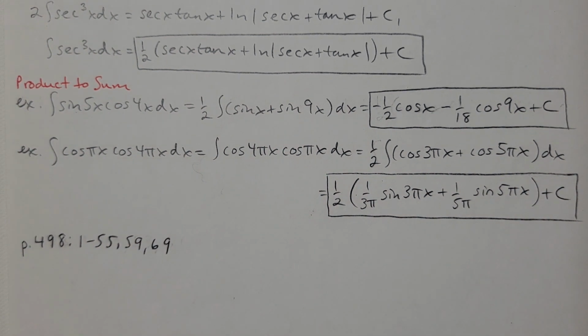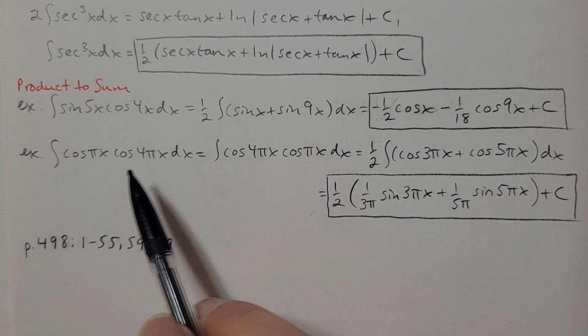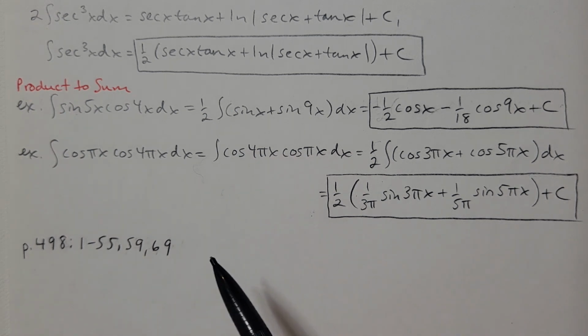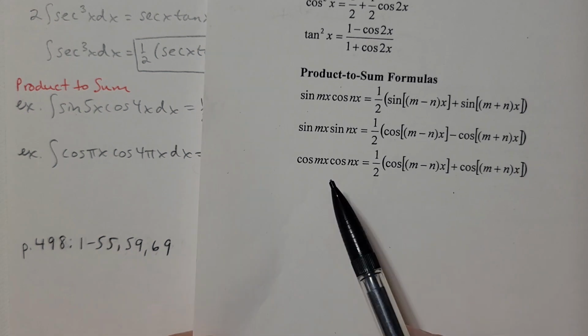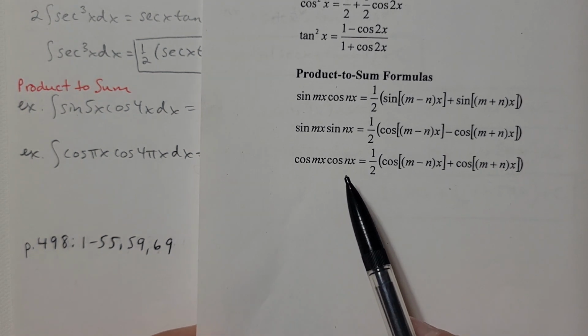Suppose that we want to integrate cosine of pi times x times cosine of 4 pi times x dx. Well, again, the angles don't match, so I can't combine these. I can't just go right to the answer or anything like that. But this is going to be a product to sum formula. I'm going to use the last one here on the sheet.